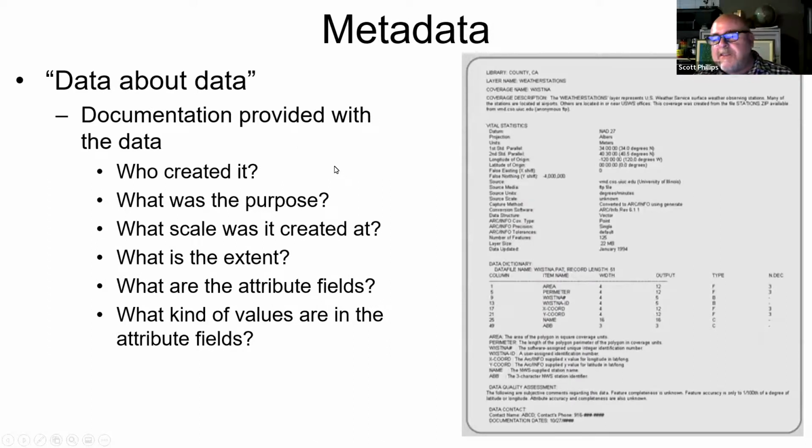So metadata is the documentation that should come with data. It's defined as data about data. Who created it? What was the purpose? What scale was it created at? What's the extent? What are the attribute fields? And what kind of information is in those attribute fields? Are they numeric? What have you?